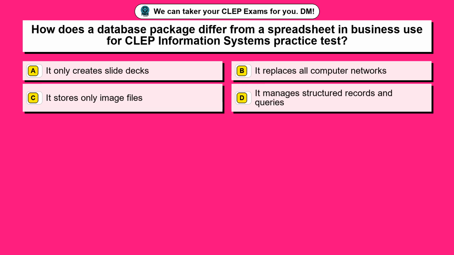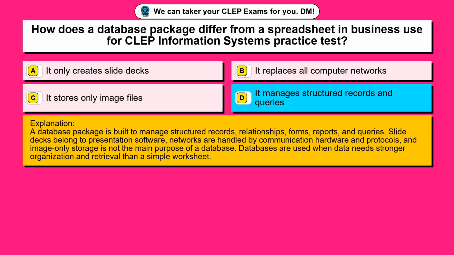Question 2. How does a database package differ from a spreadsheet in business use for CLEP Information Systems practice test? Option A. It only creates slide decks. Option B. It replaces all computer networks. Option C. It stores only image files. Option D. It manages structured records and queries. The correct answer is option D. It manages structured records and queries.